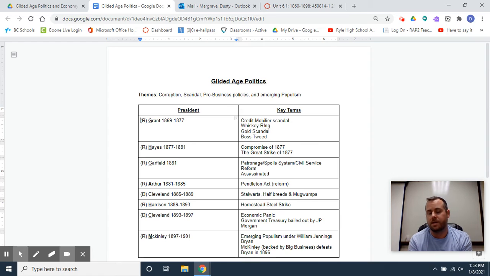So just real quick, we'll look down the left side of the table. You'll see all the presidents from the late 1800s. We had a lot of them. We had some one-term presidents. We had an assassination. We actually had a couple of assassinations. And if you look at that list, Grant, Hayes, Garfield, Arthur, Cleveland, Harrison, Cleveland, McKinley, you'll see they're mostly Republicans. Gilded Age politics was dominated by the Republican Party.